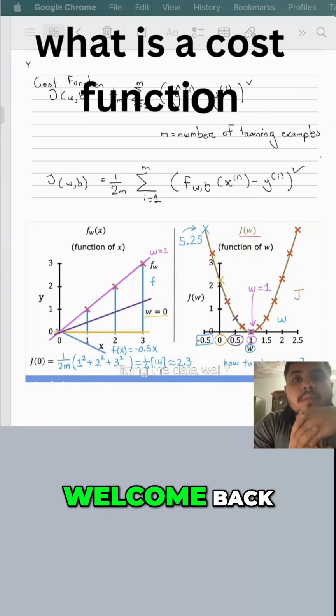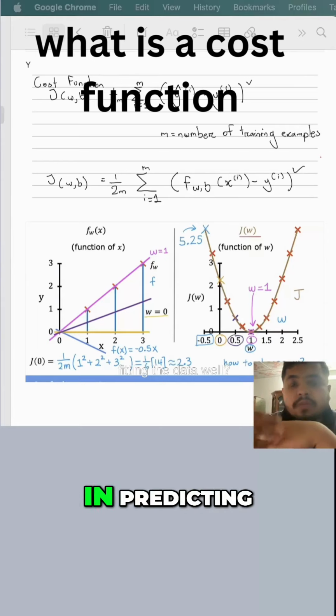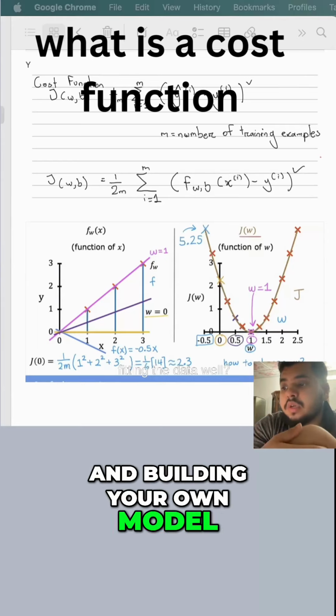Hi everyone, welcome back. In this video we'll be looking at what a cost function is and how it helps you in predicting and building your own model.